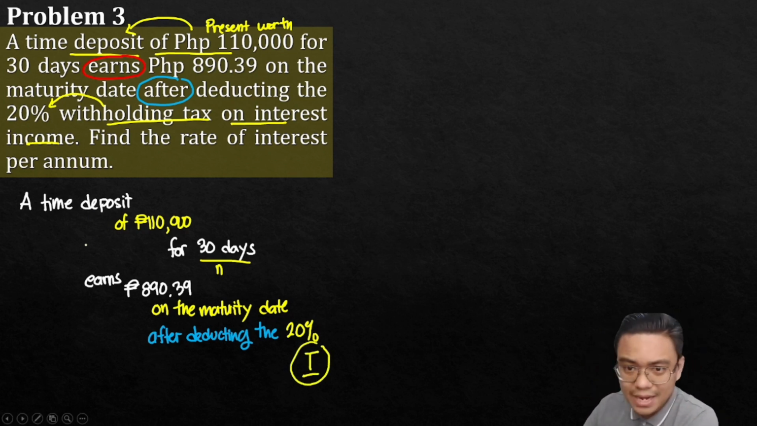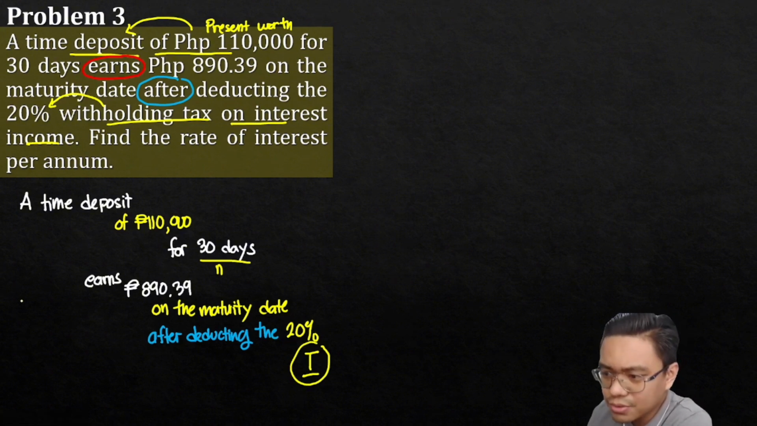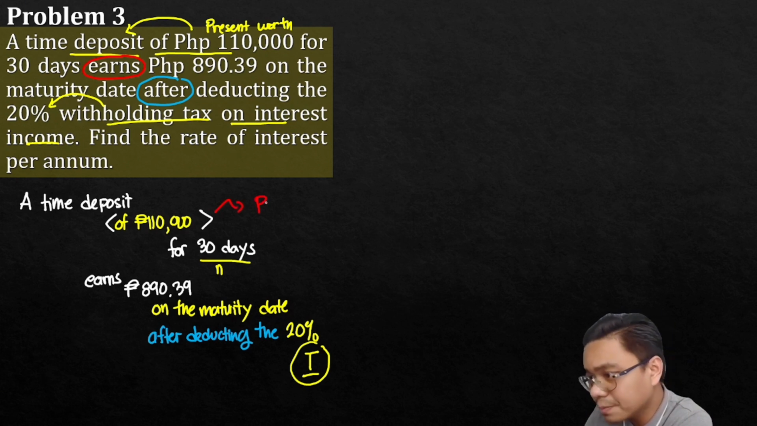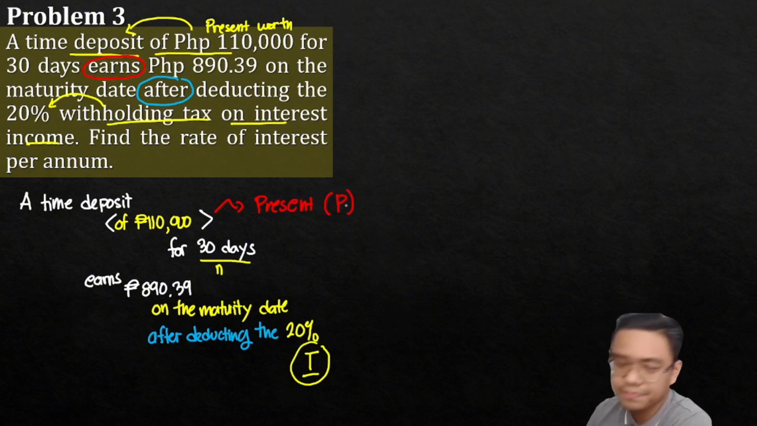So, let's try to understand. Ano ba yung meron tayo dito? So, you have to check that this 110,000, we consider this one to be our present worth. We agree on this. So, this is your P.